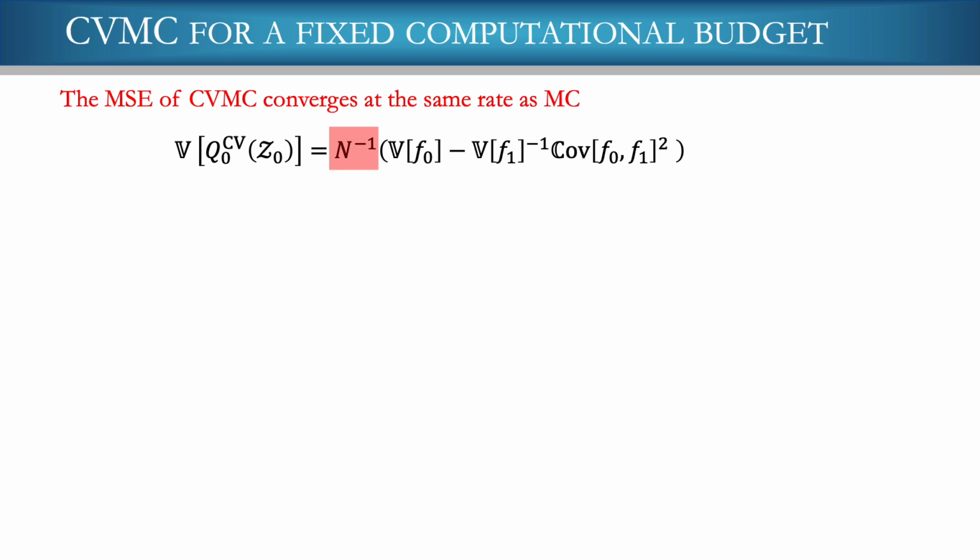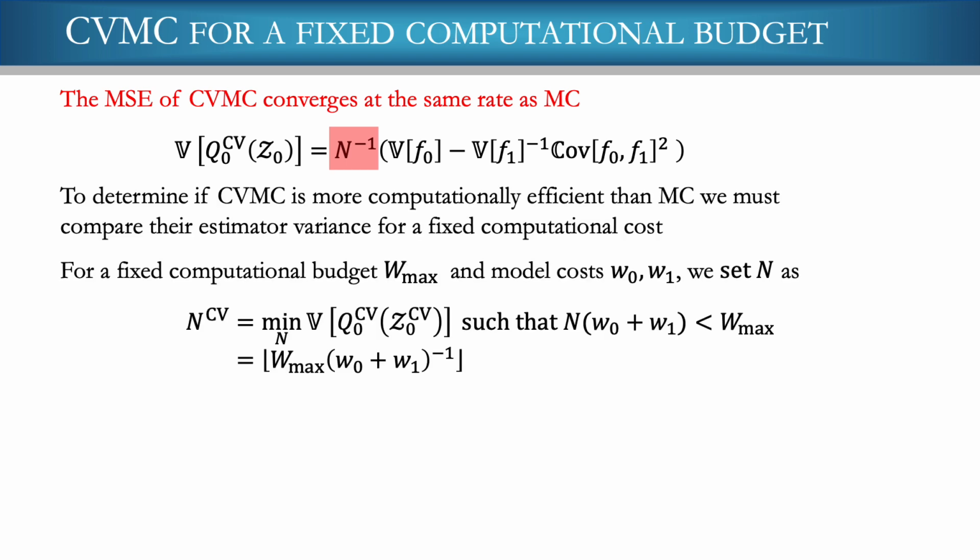However, to determine which one is more efficient for a fixed computational budget, we must determine the variance of each estimator for a given amount of computational work. With this goal, let W0 and W1 denote the cost of evaluating F0 and F1 respectively at a single sample Z. For a fixed budget W max, the number of samples that minimize the control variate estimator variance subject to the budget constraint is equal to W max divided by the sum of the costs of each model.